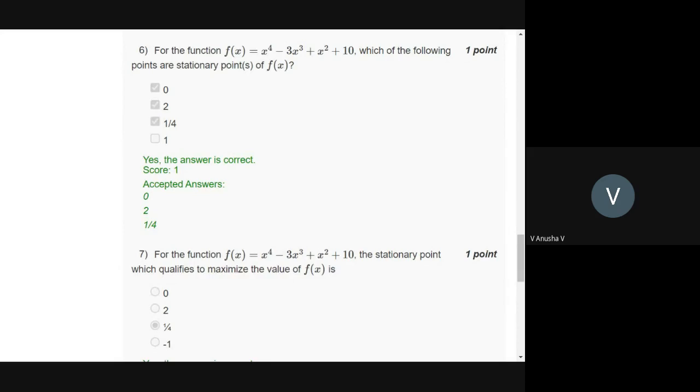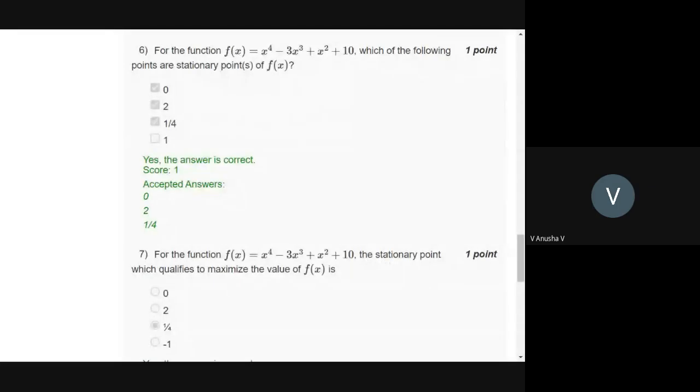Yes, guys, very good. It's 1 by 4. So from here, I'll be getting 4x cube minus 9x square plus 2x. So this is your equation. You find out.